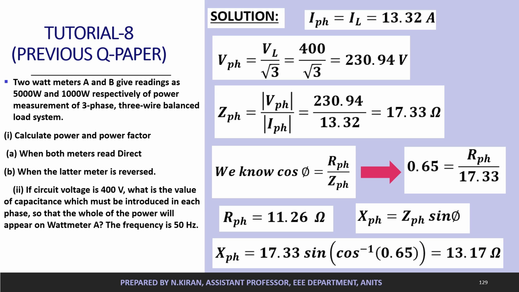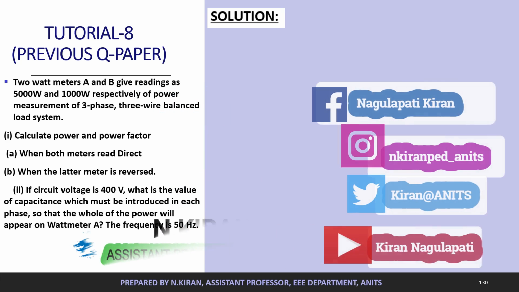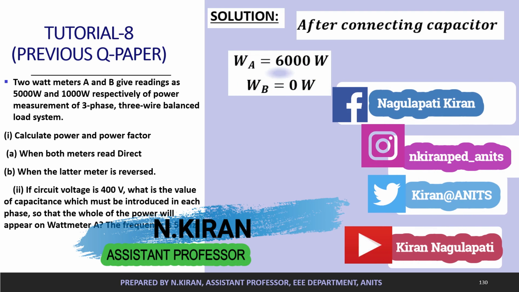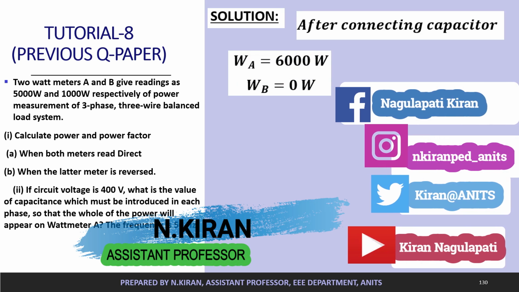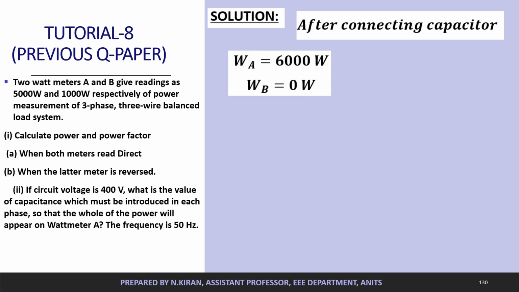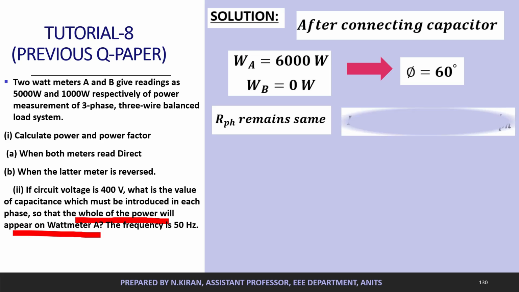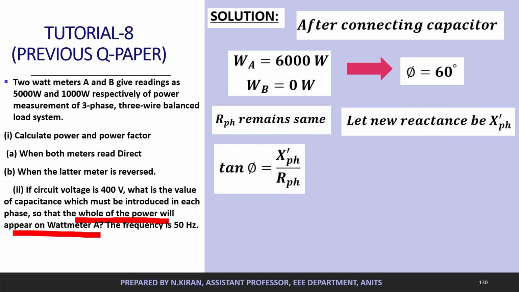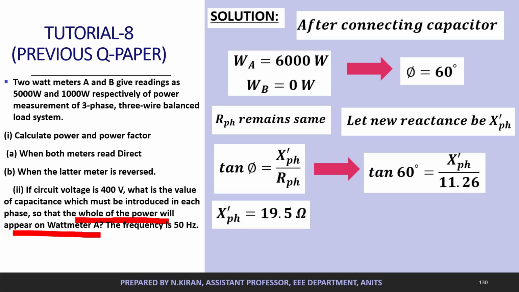After including the capacitor, the resistance value will remain same, but the reactance value will change. Here also, since one of the wattmeters will become 0, because there is the condition that the whole of the power should appear only on a single wattmeter, which indicates the phase angle to be 60 degrees. The new reactance value we assume to be X dash, and that can be calculated by using tan phi is equal to X by R, which will give me the new reactance value to be 19.5 ohms.